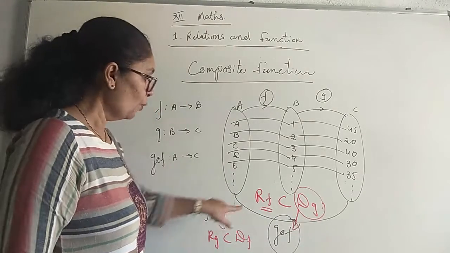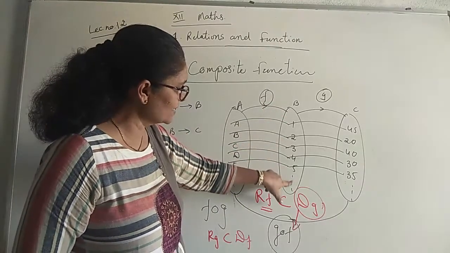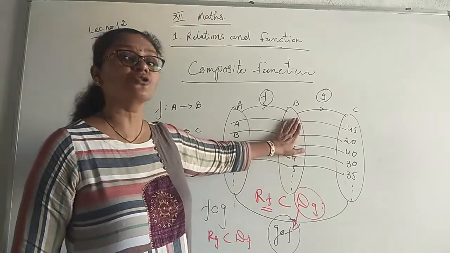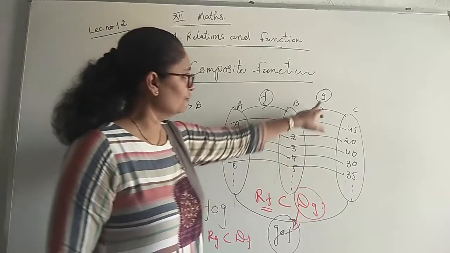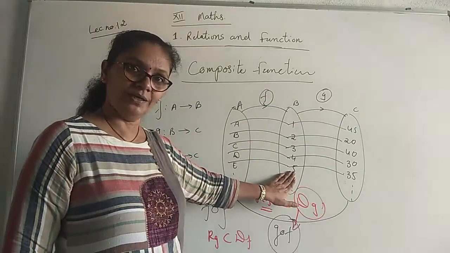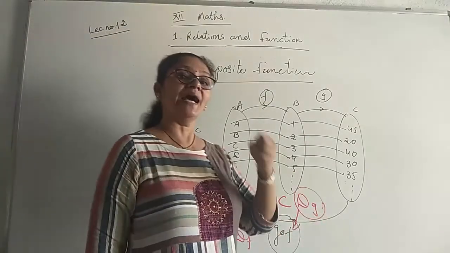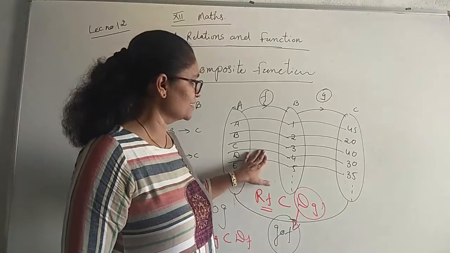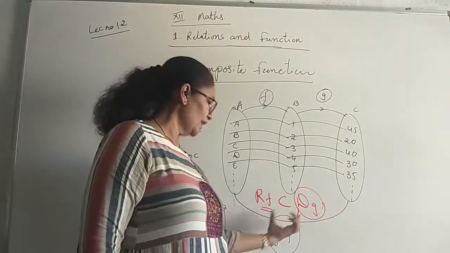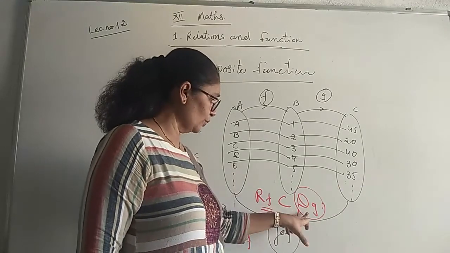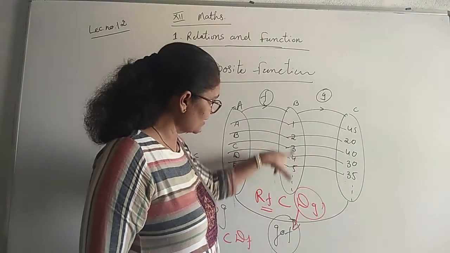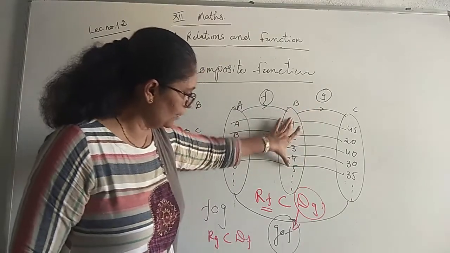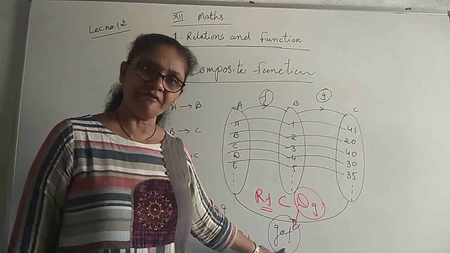Now let's check. What is the range? Range always lies in the codomain. So what is your codomain here? 1, 2, 3, 4, 5, which are roll numbers. And for the second function, what is your domain? The roll numbers only. So here the range and codomain are the same. So we can say that if the range of the first function is a subset of the domain of the second function, then the range of f lies here, and this is only the domain of g. So the range and domain are the same. That's why g o f exists.